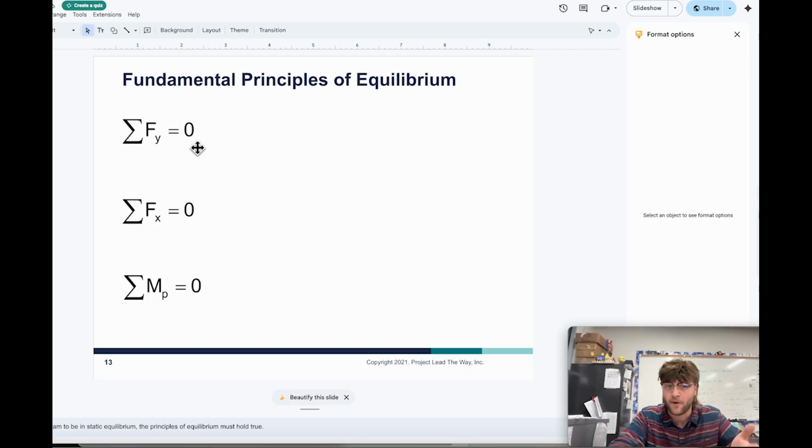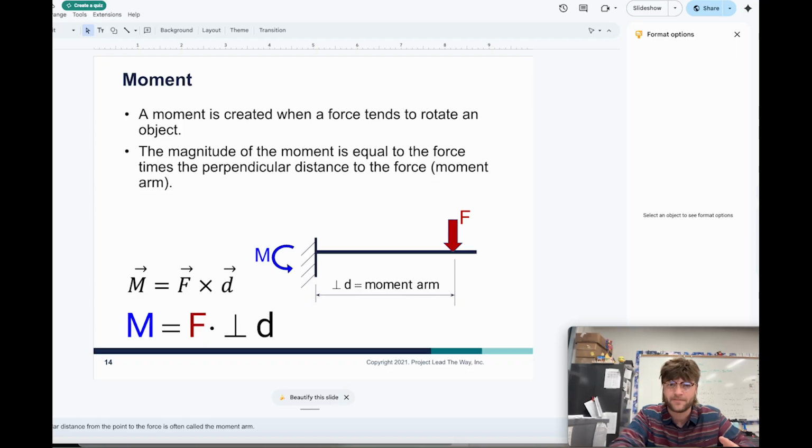And we're going to have all of these being equal to 0 because our beam is in static equilibrium, meaning if it's already at rest, it's going to stay at rest. It's not going to actually accelerate. So, nice little review of moment in case you ended up forgetting about moment.